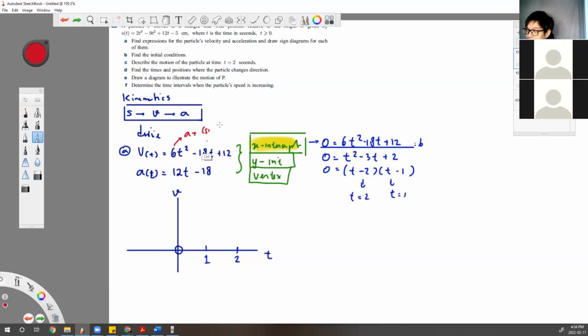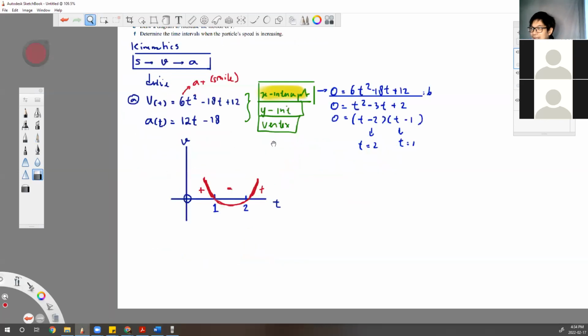When the curve is smiling, we know the sign now. Less than 1 is positive because it is above the x-axis, so y is positive. This is also positive, and this will be negative, right? Because it is below the curve, or the x-axis. That's for the V diagram.